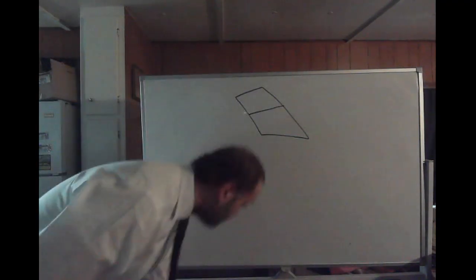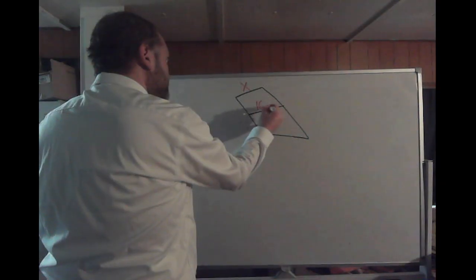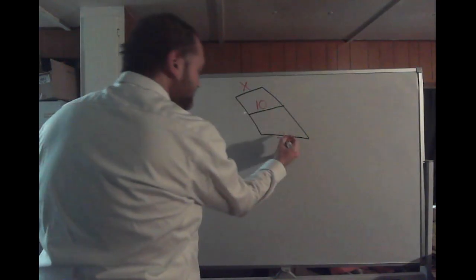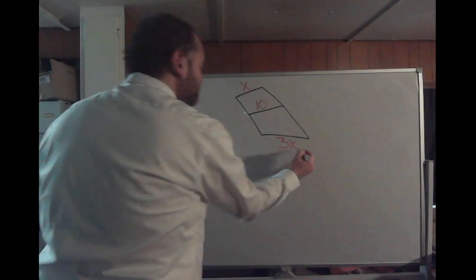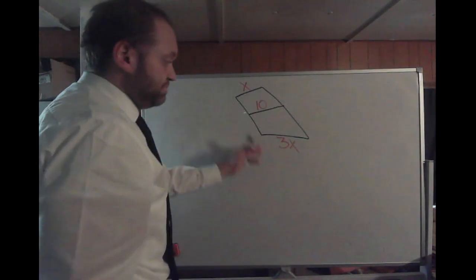Here's another trapezoid. This time we have first base is x, median is 10, second base is 3x. So this time we have x in both places.